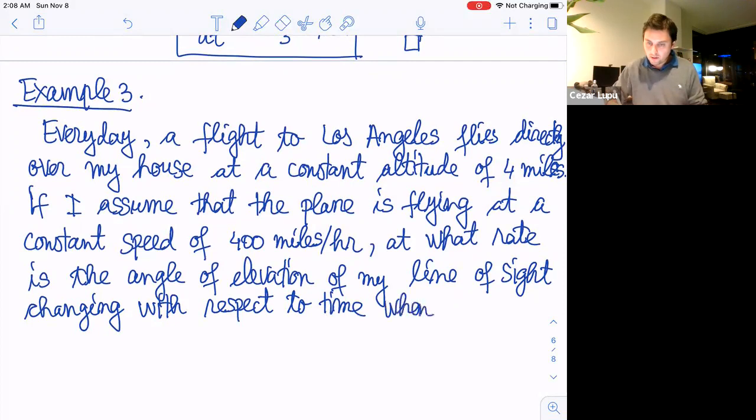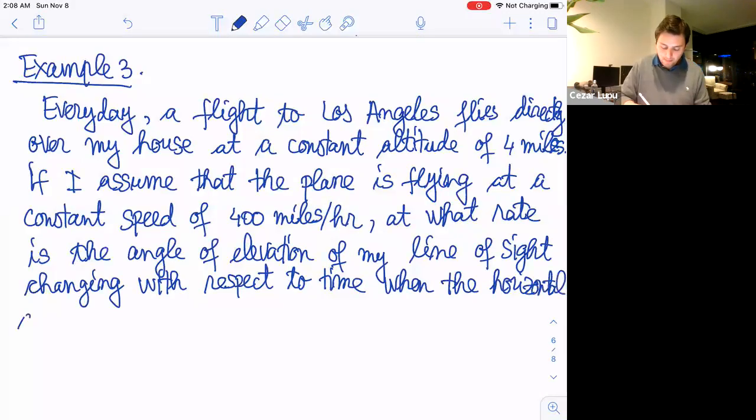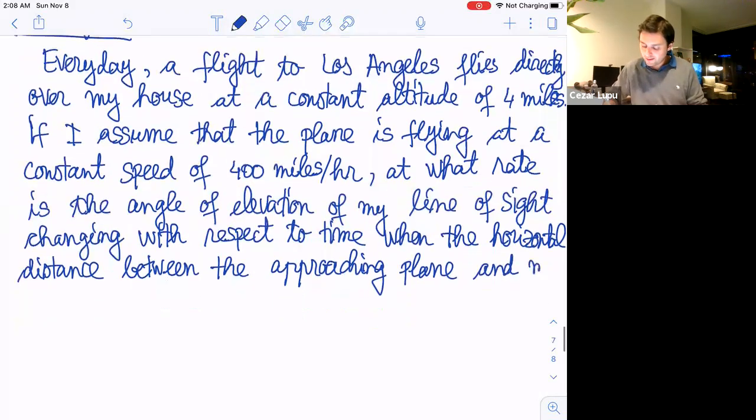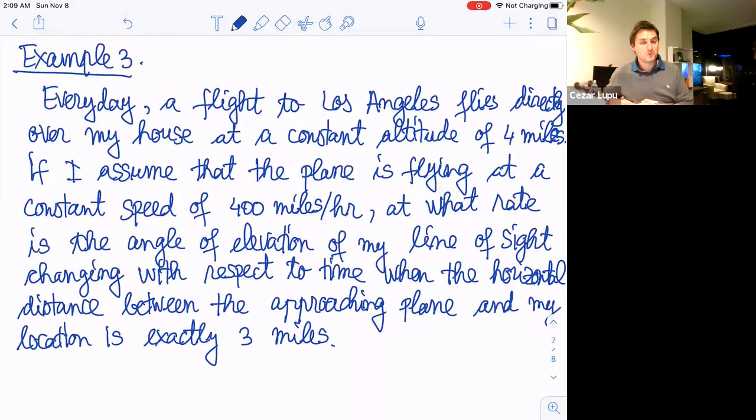when the horizontal distance between the approaching plane and my location is exactly 3 miles. Wow. You see, it's like a real world situation. Wow, you would never guess that this problem would use derivatives, right?